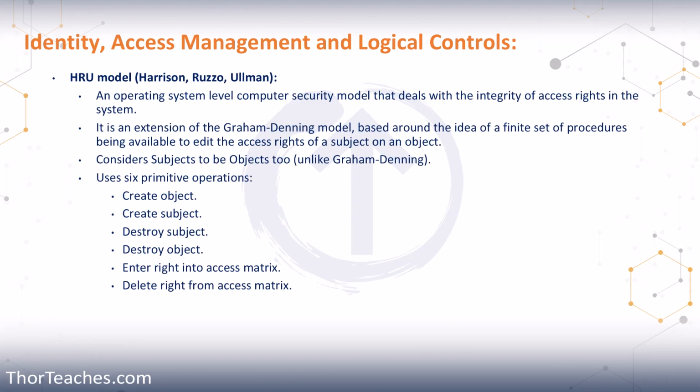That then brings us to HRU, Harrison, Russo, and Ullman. It is based on an extension of the Graham-Denning model, and it is an operating system level security model that focuses on the integrity of access rights to the system. It is based on the idea that a finite set of procedures should be available to edit the access rights of a subject on an object. And unlike Graham-Denning, it also considers subjects to be objects. The first four of the primitive operations should be familiar: create object, create subject, destroy object. The last two are, however, new: enter and delete rights from an access matrix.